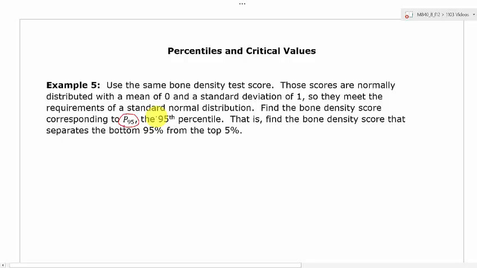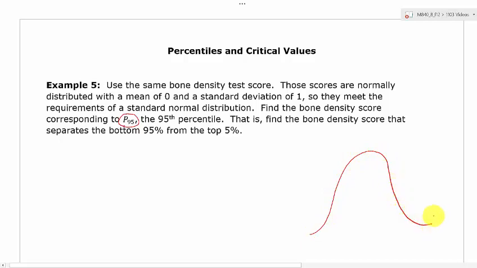We're going to use the same bone density test scores. Those scores are normally distributed with a mean of 0 and a standard deviation of 1, so they meet the requirements of a standard normal distribution. Find the bone density score corresponding to P sub 95, which is the 95th percentile. That is, find the bone density score that separates the bottom 95% from the top 5%.